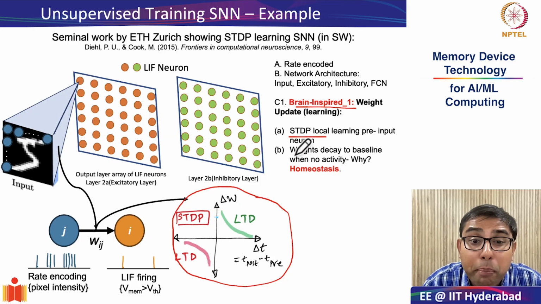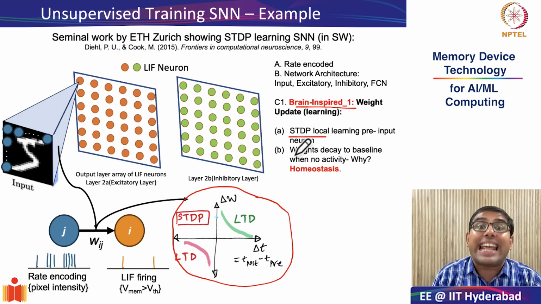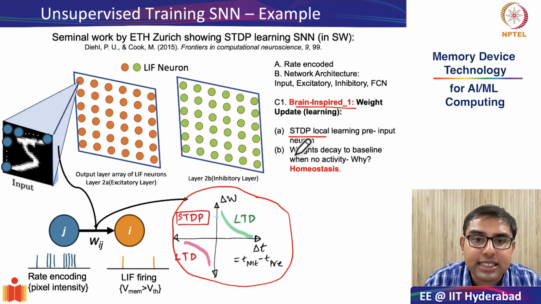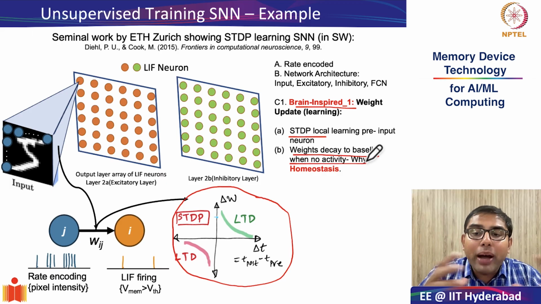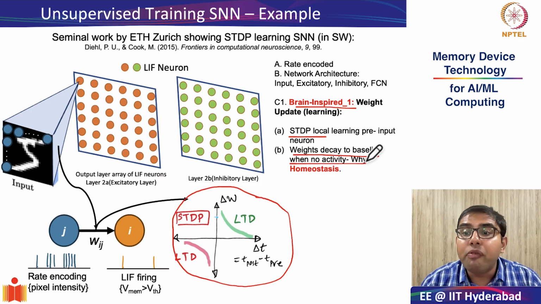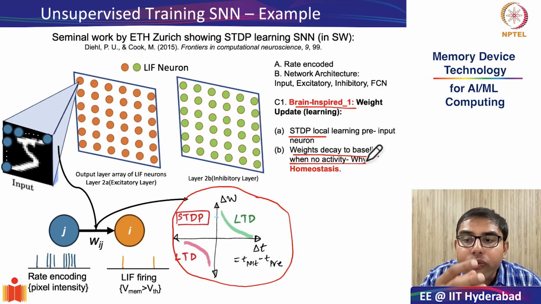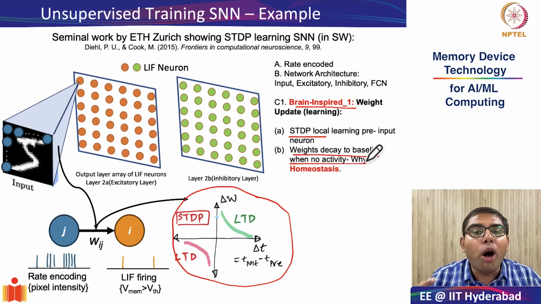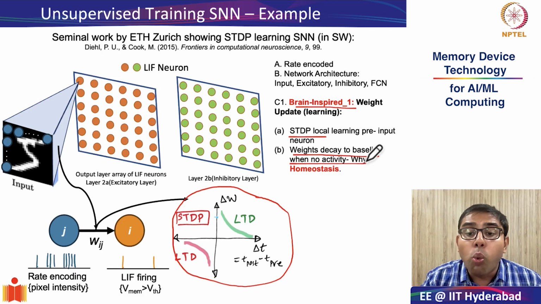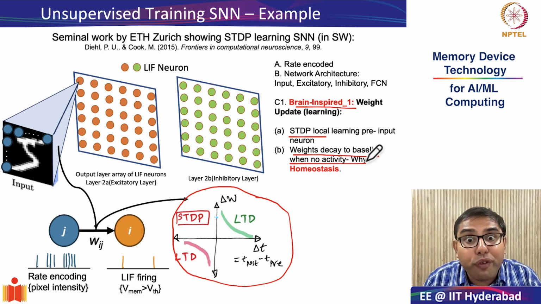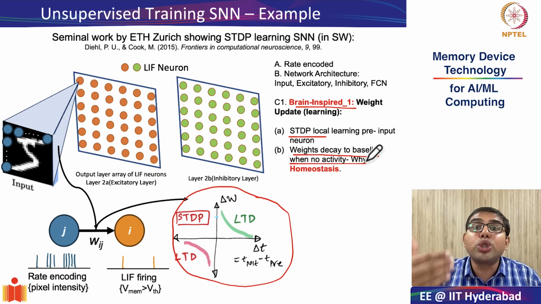However, there is a very important concept which is now getting added in addition to spike timing dependent plasticity. That is the fact that the weights decay to the baseline when no activity happens. Why is this the case? This is because in biological systems, synapses which are not actively used tend to weaken over time. This is a form of homeostasis, or balance. Now, homeostasis is a very important biological concept which enables the ability to forget and therefore better resource optimization.